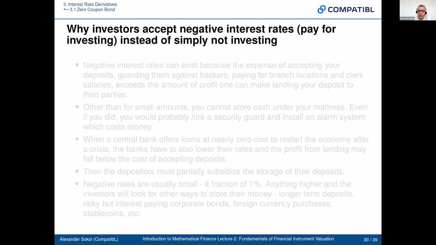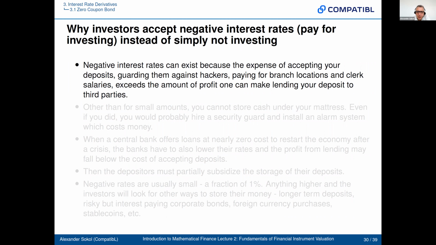And the reason why investors accept negative rates where they can exist, right, is because the expense of accepting your deposit, if you're a bank, the expense of accepting your deposit, guarding your deposit against the hackers, paying for branch locations, clerk salaries. You come to the bank, you say, I would like to withdraw my money. The clerk says, yes, no problem. It exceeds the amount of profit. Sometimes it exceeds the amount of profit the bank can make lending your deposit to third parties, right?